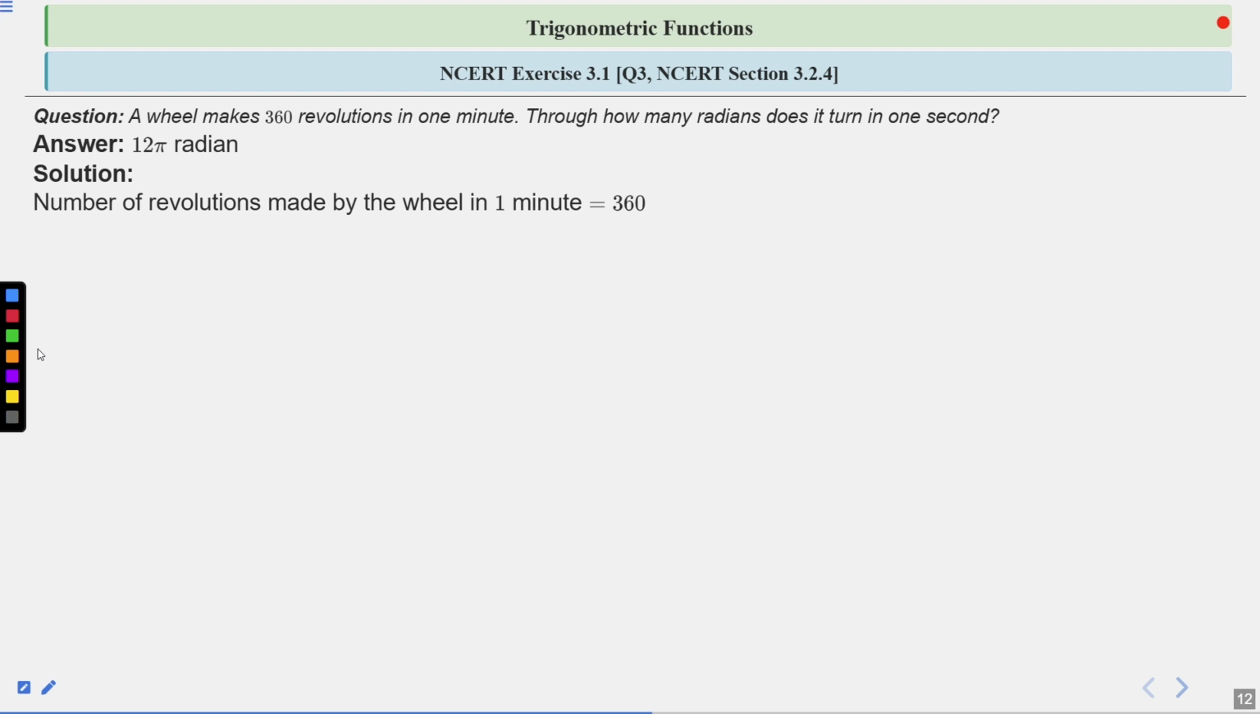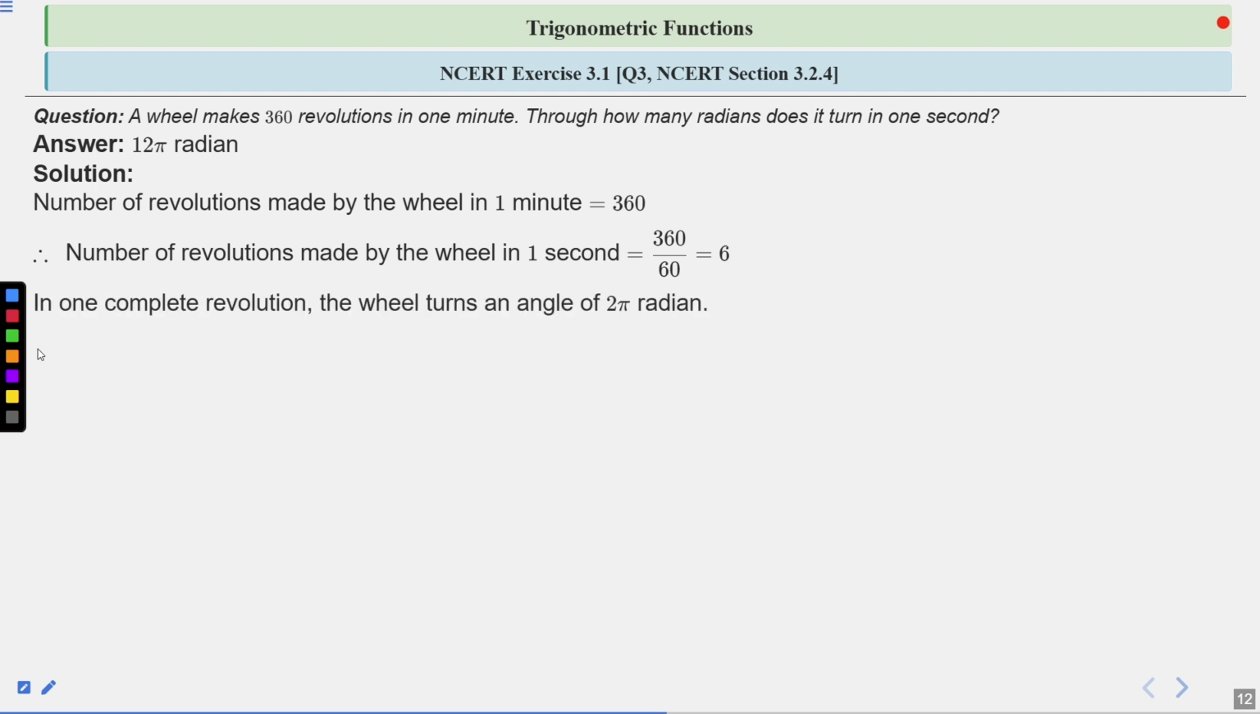Number of revolutions made by the wheel in 1 minute is basically 360, as given in the question. Therefore, number of revolutions made by the wheel in 1 second: since in 1 minute it is making 360 revolutions, in 1 second it will make 360 upon 60, which is equal to 6 revolutions. As we know that in 1 minute there are 60 seconds.